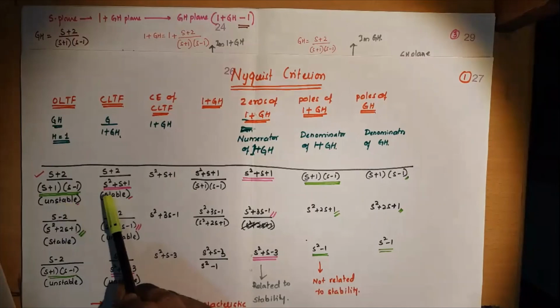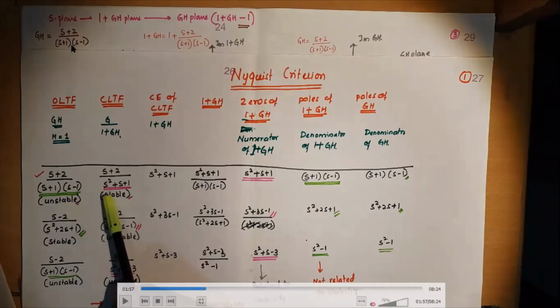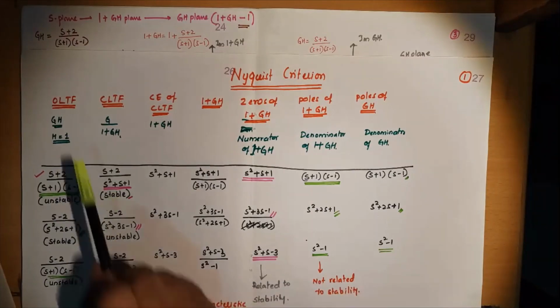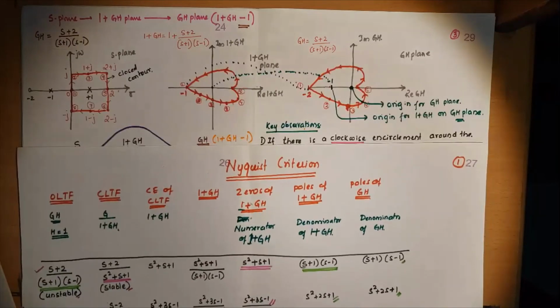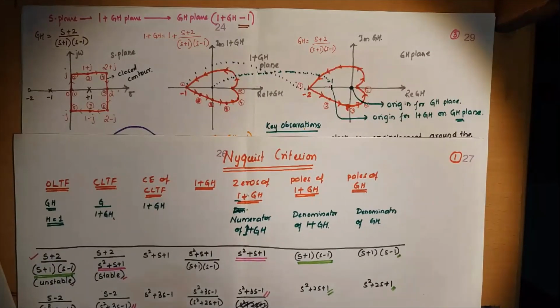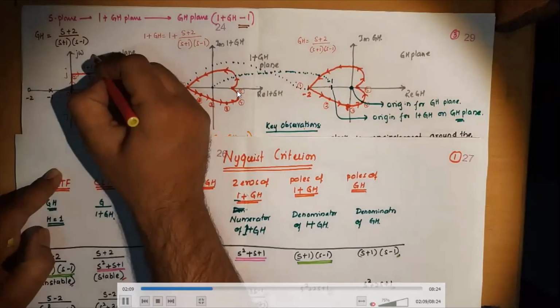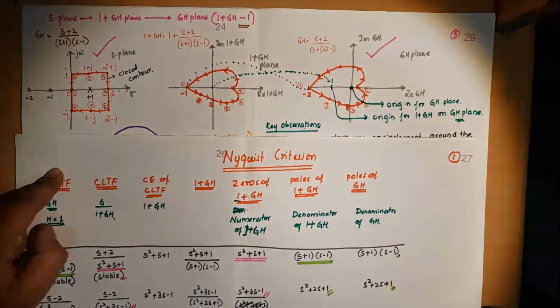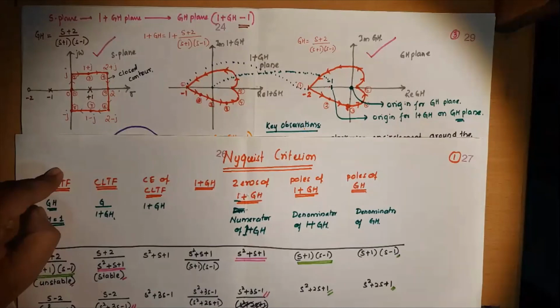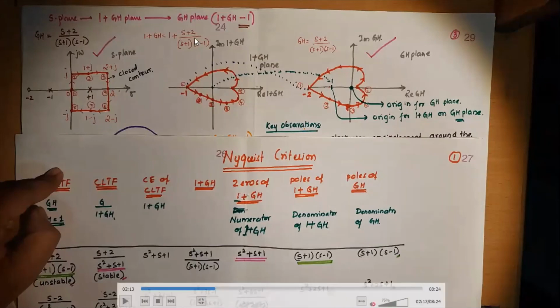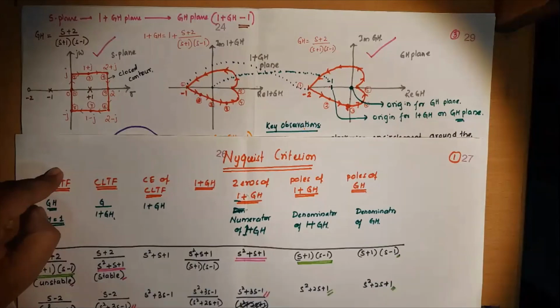Next, let us look at the examples we did again. The first example was something like this: S plus 2 divided by S plus 1 into S minus 1. Open loop unstable but closed loop stable. Fine. And this is the shape of the mapping we got from S to 1 plus GH, and from S to GH. But what Nyquist uses is, he doesn't use 1 plus GH. He never deals with 1 plus GH. But for understanding purposes, I have shown this intermediate mapping.